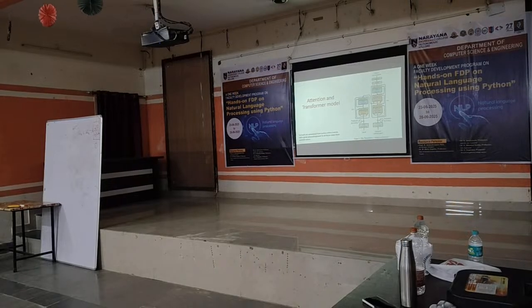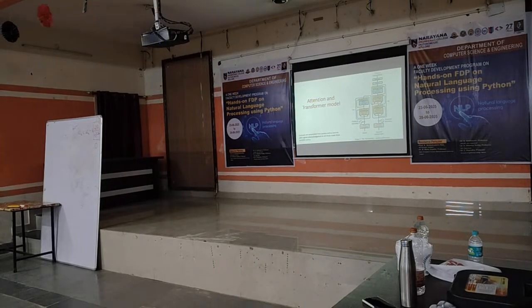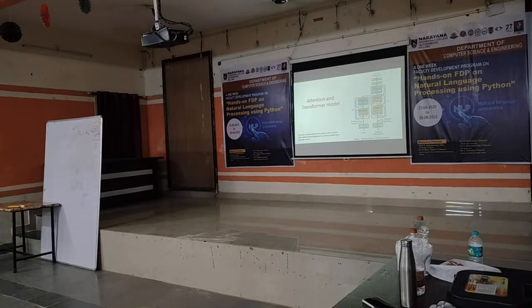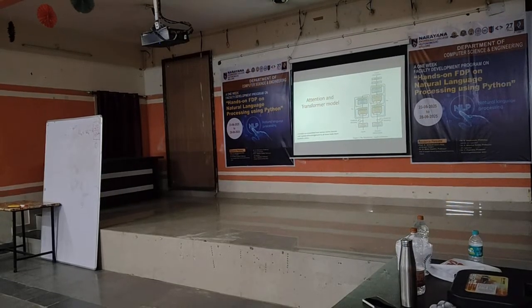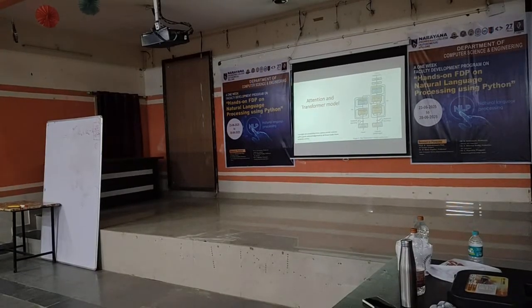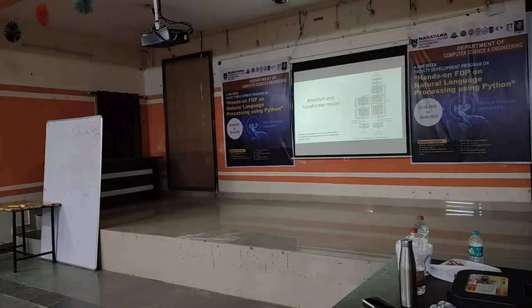For example, let's take three different examples. A mole on the right hand side: mole has a different meaning. An American shrew mole, which is referring to an animal. This has a different meaning. One mole of carbon dioxide. This has a different meaning. Depending on the context, the meaning is changing.